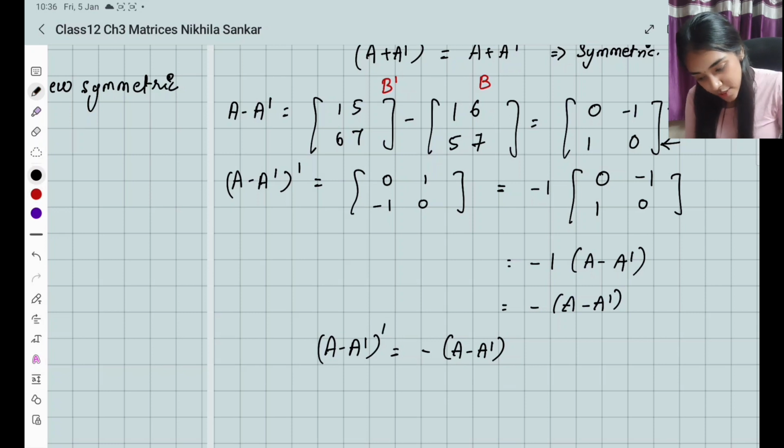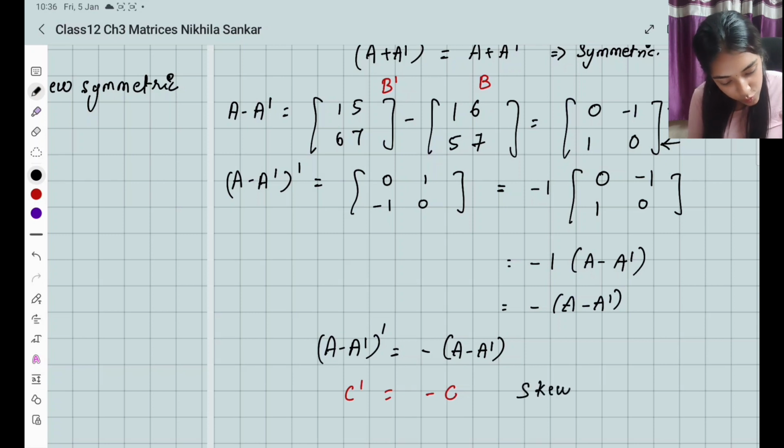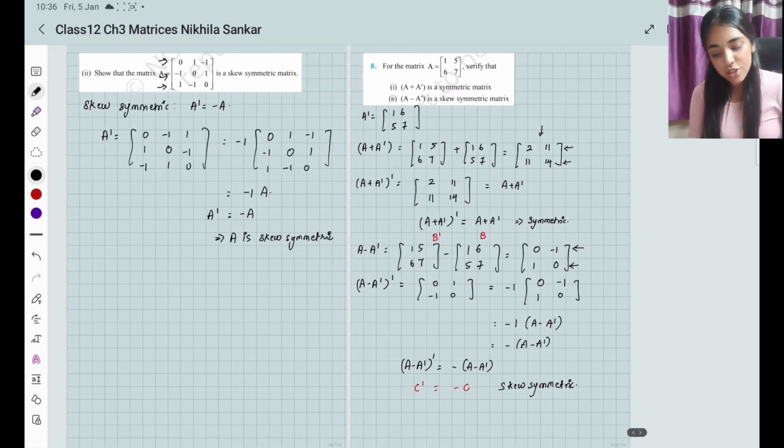Here there is a transpose. So this is basically C transpose equals minus C. So from this we say that this is going to be skew symmetric. Okay? Understood? Basically subtraction is going to be skew symmetric and addition is going to be symmetric. Okay? This is proved. Please copy.